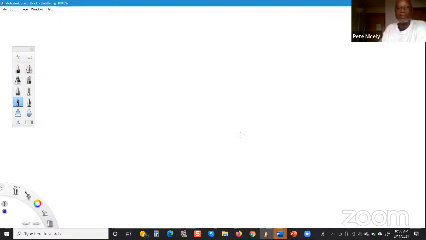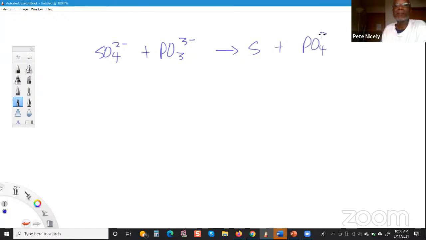Okay, so I'm just going to make up another example here. Let's say you're given this equation: SO4 2 minus, plus, what shall I use here? PO3 3 minus to form S plus PO4 3 minus. Okay, let's try this one.